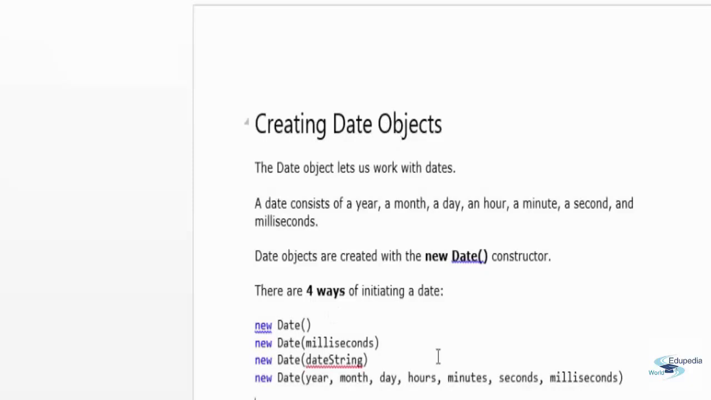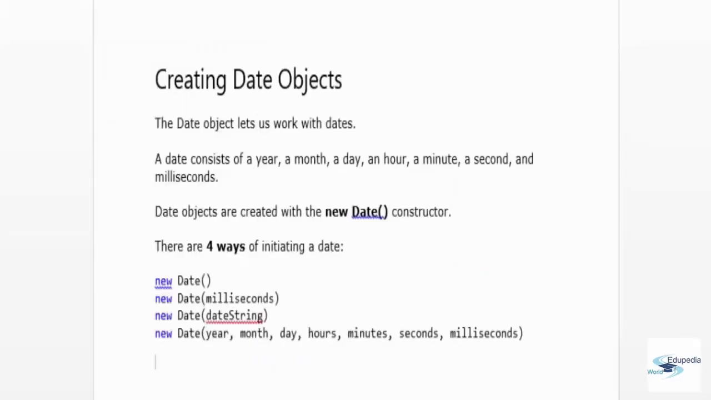So you have passed an argument and it's going to display the way you want. It's going to integrate the date and time and display the date that you want to submit. So you have passed the date string as an argument to the date method or function. This is how creating date objects works. The date object lets us work with dates. If you remember, a date consists of a year, month, day, hour, minute, second, and milliseconds. Date objects are created with the new Date constructor. Constructor, method, function, interchangeable terms. Do not let this confuse you.